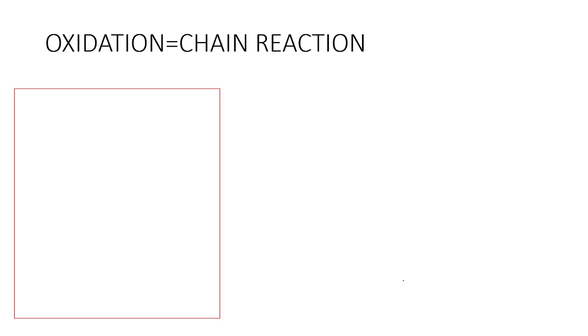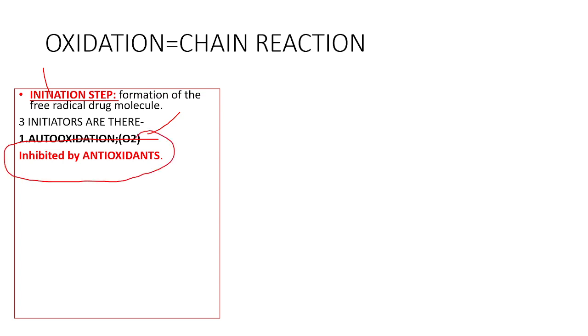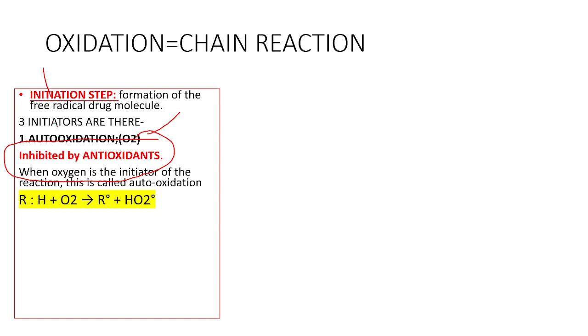Whenever it is a chain reaction, it contains chain initiation, chain propagation, and chain termination. This is the chain initiation step, nothing but the formation of a free radical drug molecule. What are the three kinds of chain initiators? The first one is oxygen. Oxygen will act as a chain initiator. If oxidation occurs with the help of oxygen, we can call it auto-oxidation. This auto-oxidation can be prevented by using antioxidants. If the oxygen molecule is the initiator of the reaction, we call it auto-oxidation.